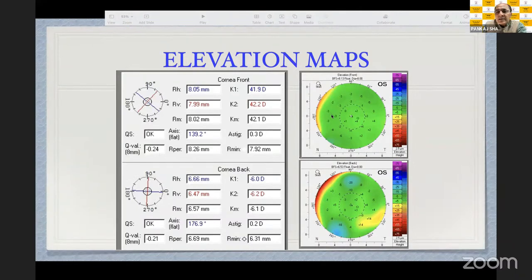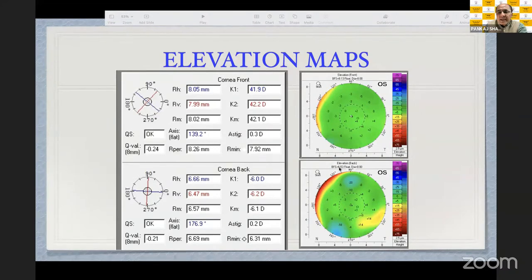Here, for the best fit, you can see that the elevations are from a BFS of 8.13. The actual radius of curvature is 8.05. It takes a BFS slightly flatter than that so that you have more elevations, and anything which is elevated comes to the fore, because these are sagittal maps. Sagittal means a generalized map. The cornea in the center will be more curved, right?